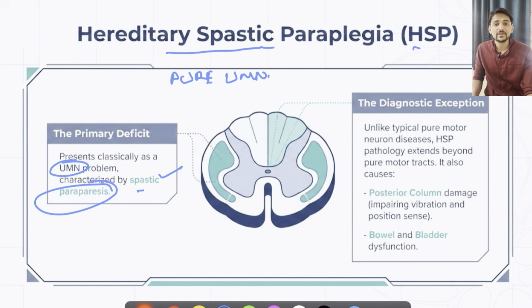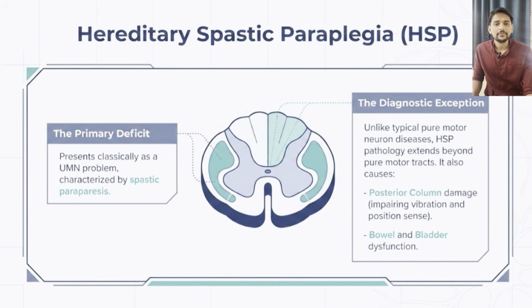But there is some exceptional feature when it comes to HSP, that is it might extend to involve beyond pure motor tracts. So it might also involve the posterior column, leading to impairment of vibration and joint position sense. And the one which was maximally protected, the nucleus of Onuf, might also get involved in HSP, leading to bowel and bladder dysfunction. This was the chapter summary from the Harrison textbook regarding motor neuron disorders.